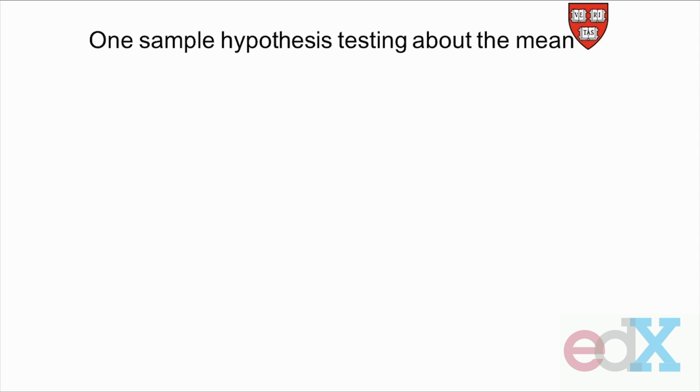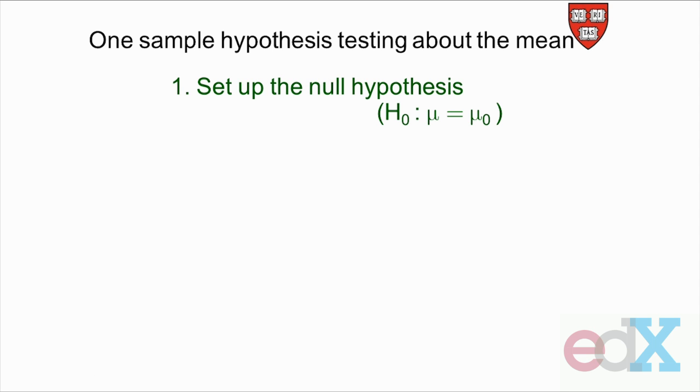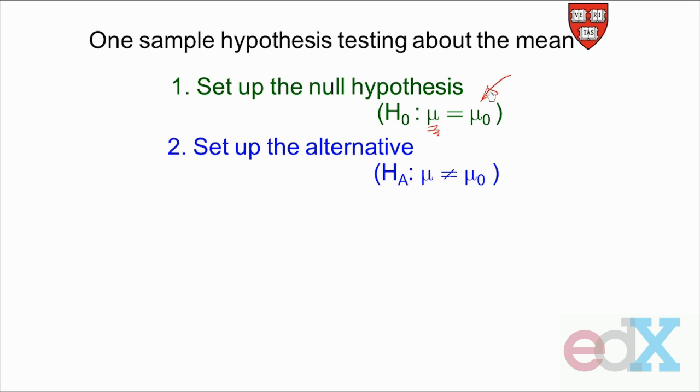Quick review about testing the mean of a population with a single sample. So what do we do? Step 1, set up the null hypothesis. Here we're going to state some statement about the mean of the population, and that is, in this case, we're saying it's a particular value, mu0. Then set up the complement of that, and that's the alternative hypothesis, in this case, the two-sided.